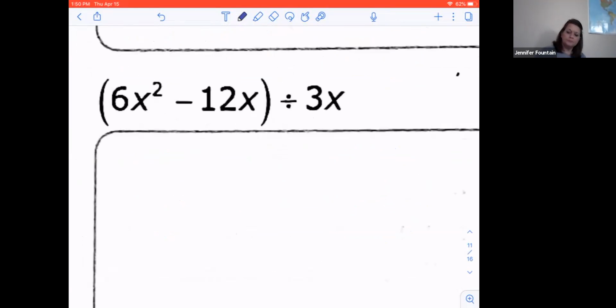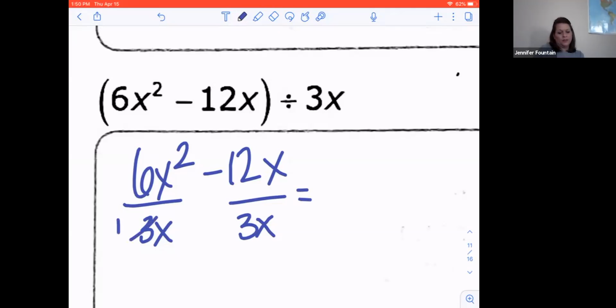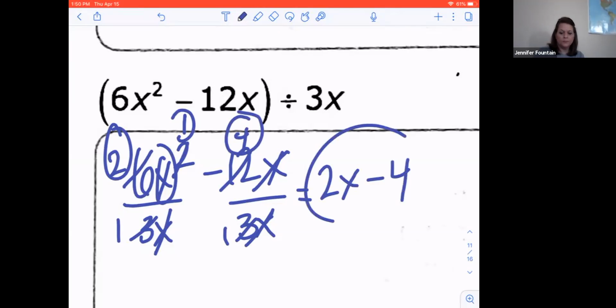Below that, 6x squared minus 12x, divide both by 3x. 3 divided by 3 is 1. 6 divided by 3 is 2. My x's are going to cancel, and this one reduces to an exponent of 1. 3 divided by 3 is 1. 12 divided by 3 is 4. And my x's cancel. So I'm left with 2x to the first, or just 2x, minus 4.